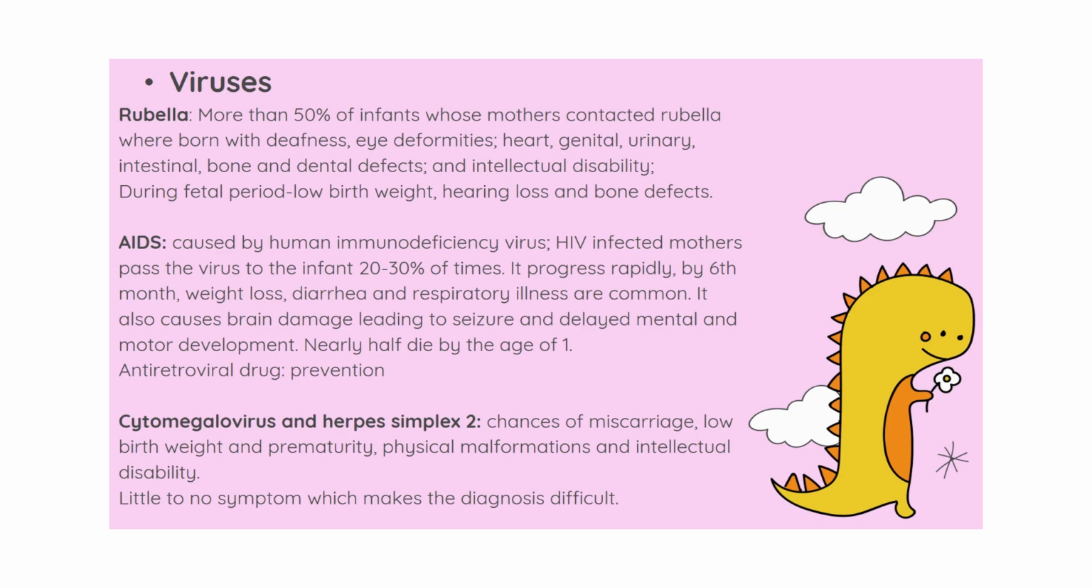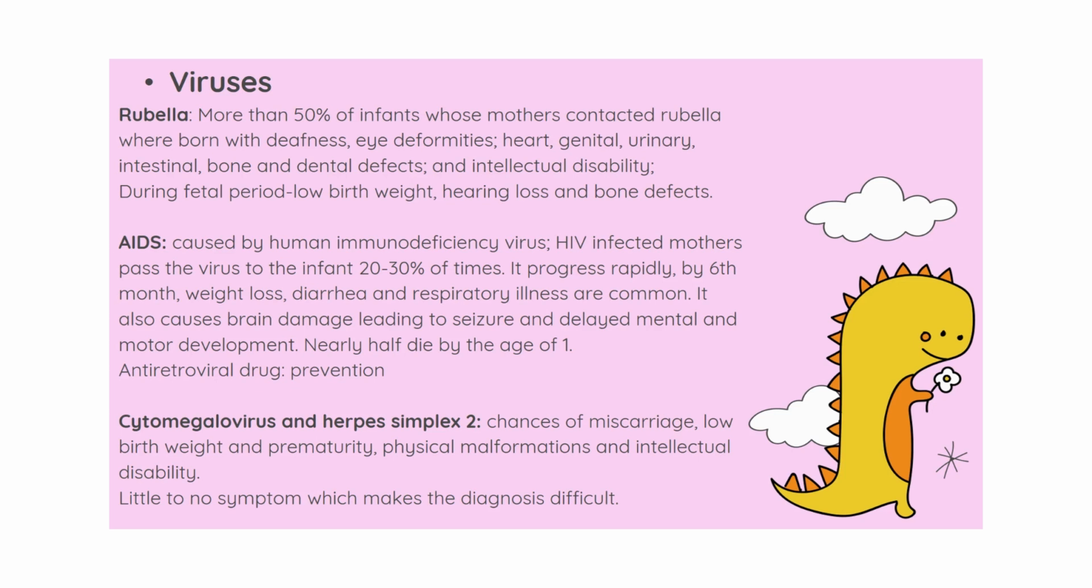If the mother was infected with HIV, she passed on the virus to the infants almost 20 to 30% of the times. Once the HIV virus is in the infants, it progressed rapidly, and by the sixth month after birth, they start showing symptoms like weight loss, diarrhea, and respiratory illness. It also causes brain damage, leading to seizures and delayed mental and motor development. Nearly half of the infants die by the age of 2. Of the remaining ones, almost 90% die within 2 years of age.